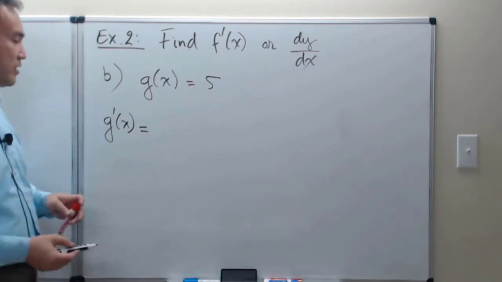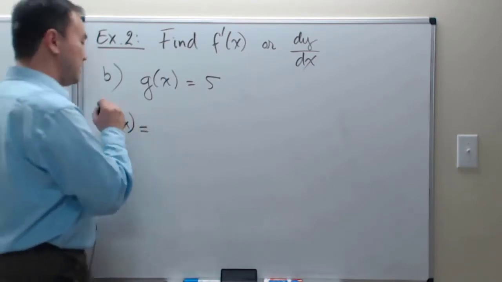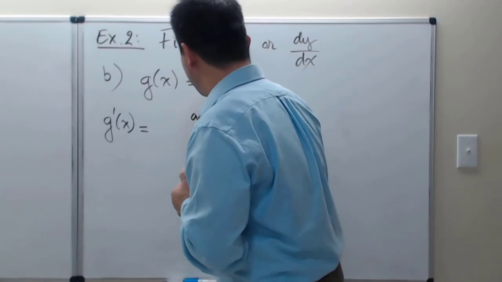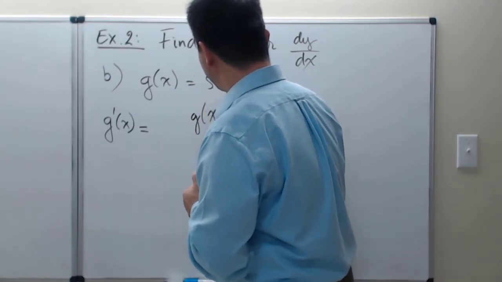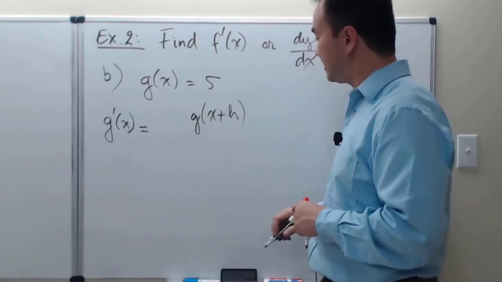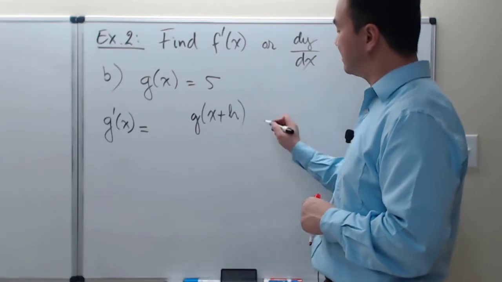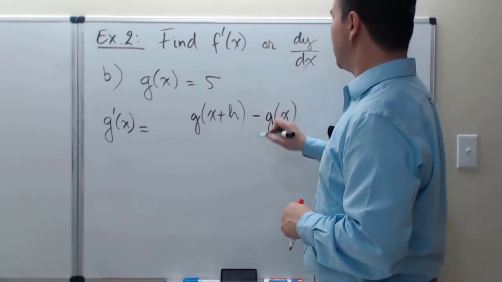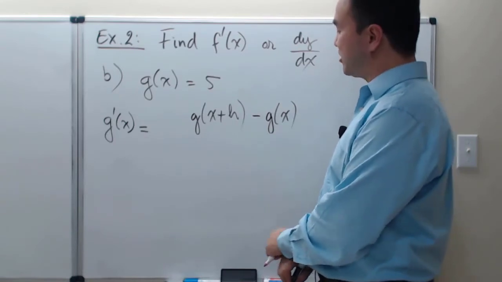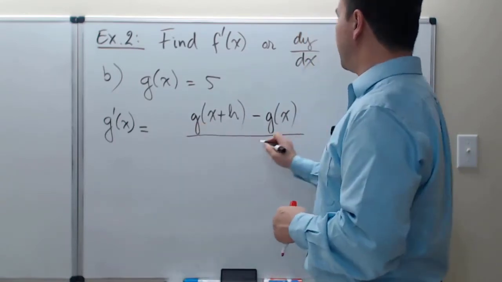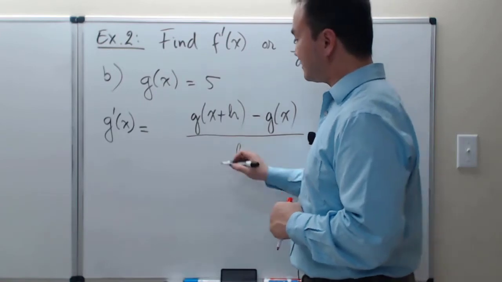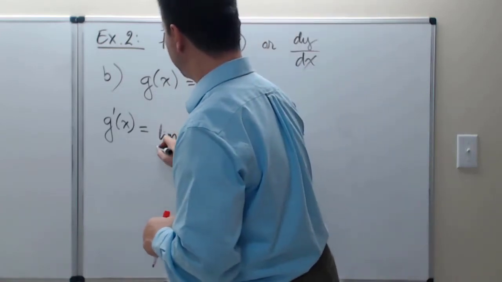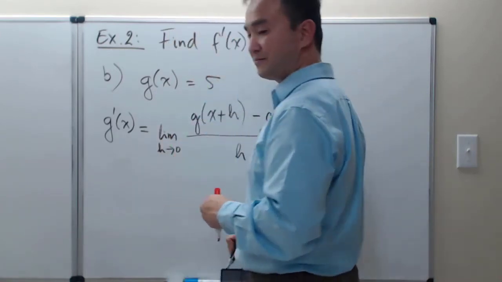Let's go ahead and throw in that starting setup again. We need g of x plus h. And like I said, it's never going to hurt to just keep writing this starting step right there: g of x plus h minus g of x, divided by h. We take limits as h approaches 0.